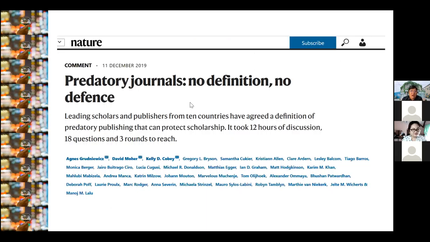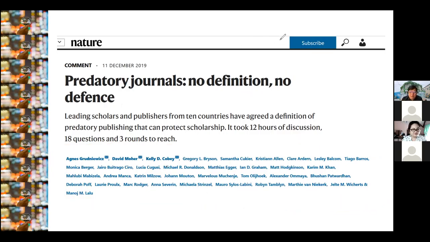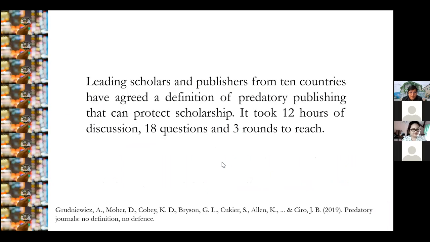And it was because of Jeffrey Beall. In one paper, actually it is a commentary paper written by several authors, the title is Predatory Journals, No Definition, No Defense. So what these authors did was they met and at the same time agreed on the definition of what predatory publishing is all about. And based on this paper, this is their definition.